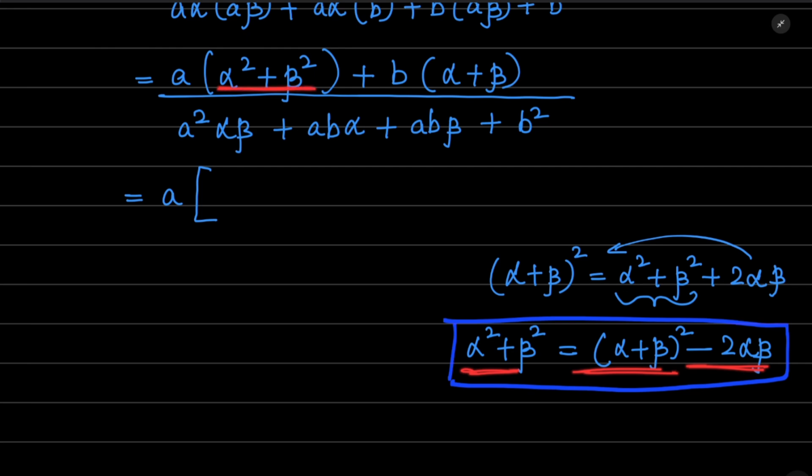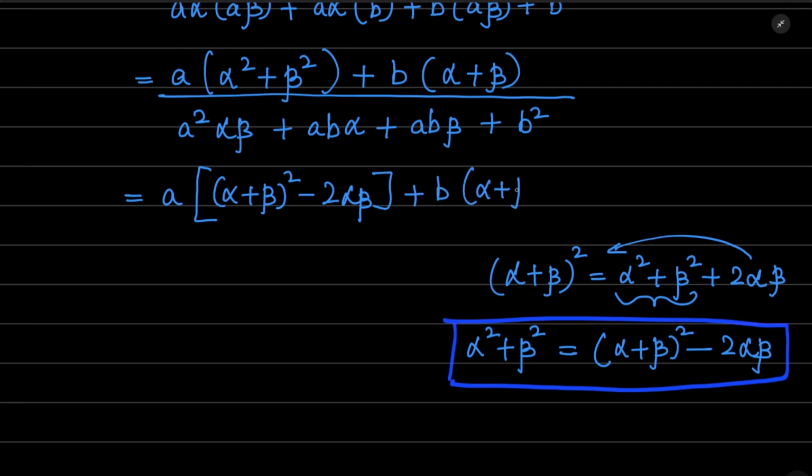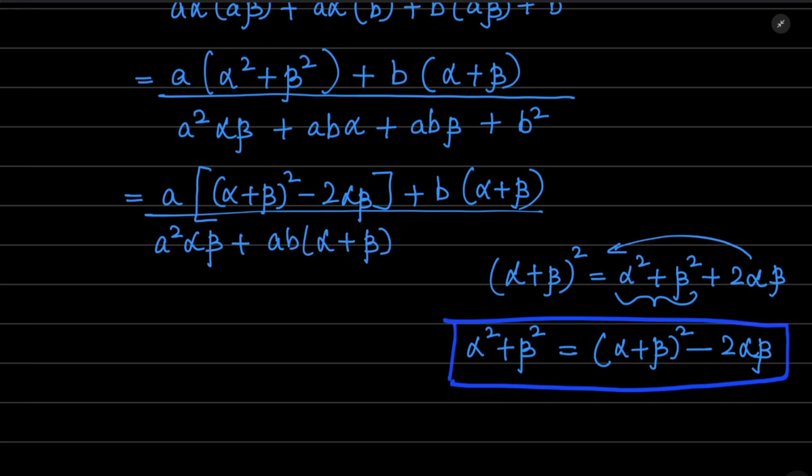I'm going to replace it here. So what will the expression become? It will be alpha plus beta the whole square minus 2 alpha beta plus b into alpha plus beta whole divided by, in the denominator you have got a square alpha beta plus, again I can take ab common out, you have alpha plus beta plus b square. So now if you see, every term has either alpha beta, which is the product of the zeros, or it has got the sum of the zeros.